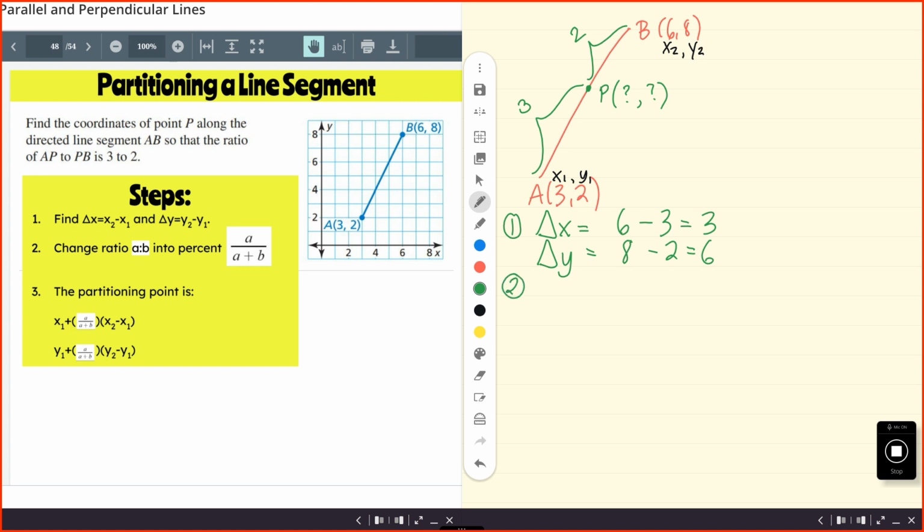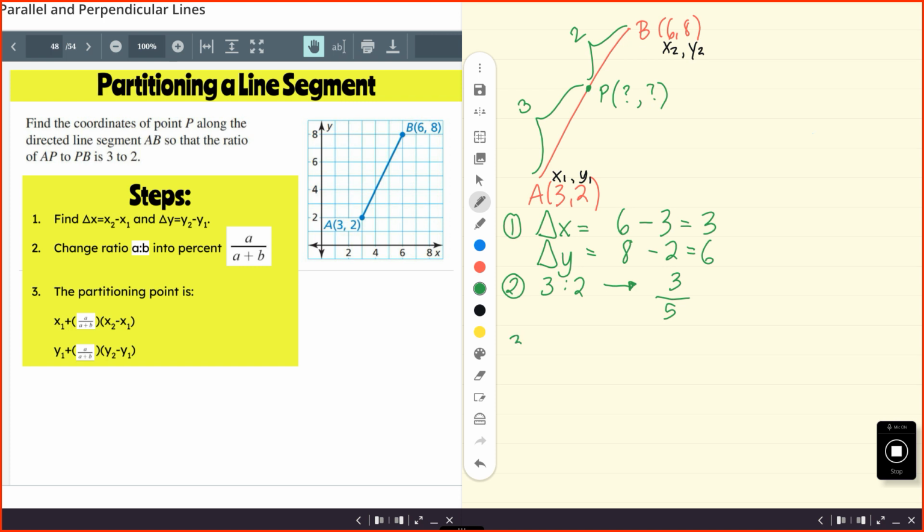Step 2 is we're going to change the ratio 3 is to 2 into a percent or a decimal. Kind of like my pizza analogy earlier. So how many pieces are there in the whole? 5. The whole is 5. And then we take how many pieces we have in the first part, because we're going from A to P in that direction, so 3. Let me explain it again. The 3, or the numerator, came from the first number in the ratio, and then the 5 came from adding them up. So 3 plus 2 is 5.